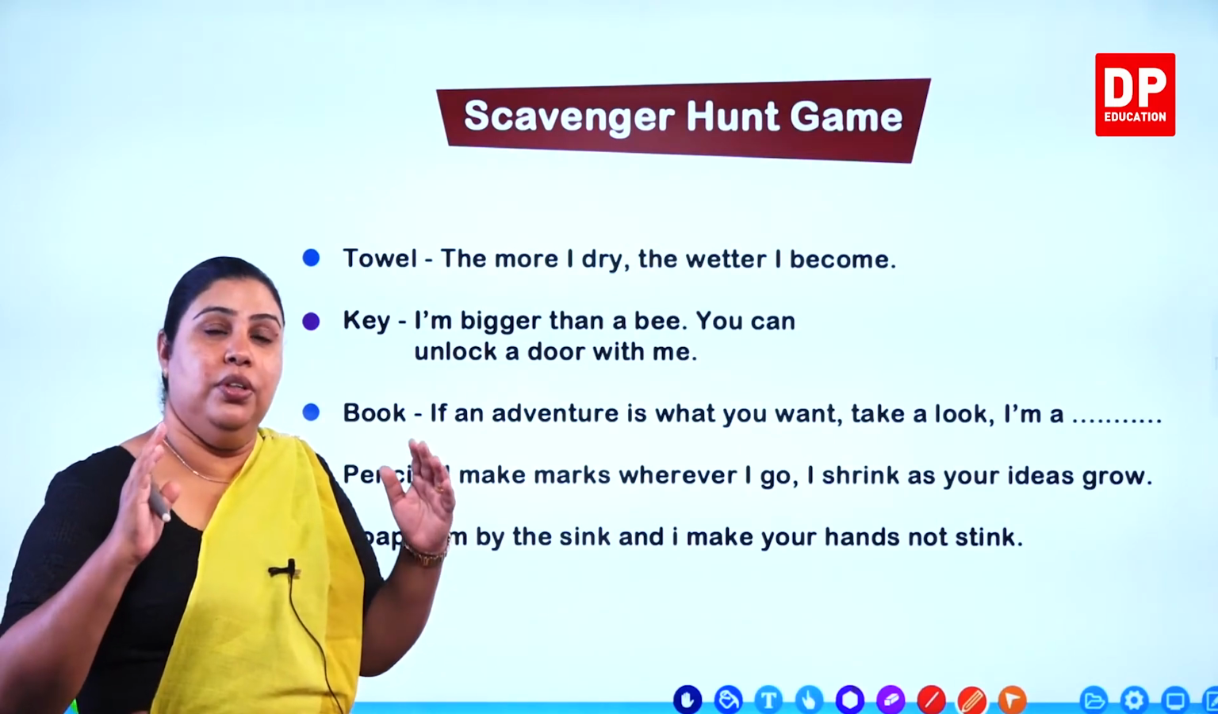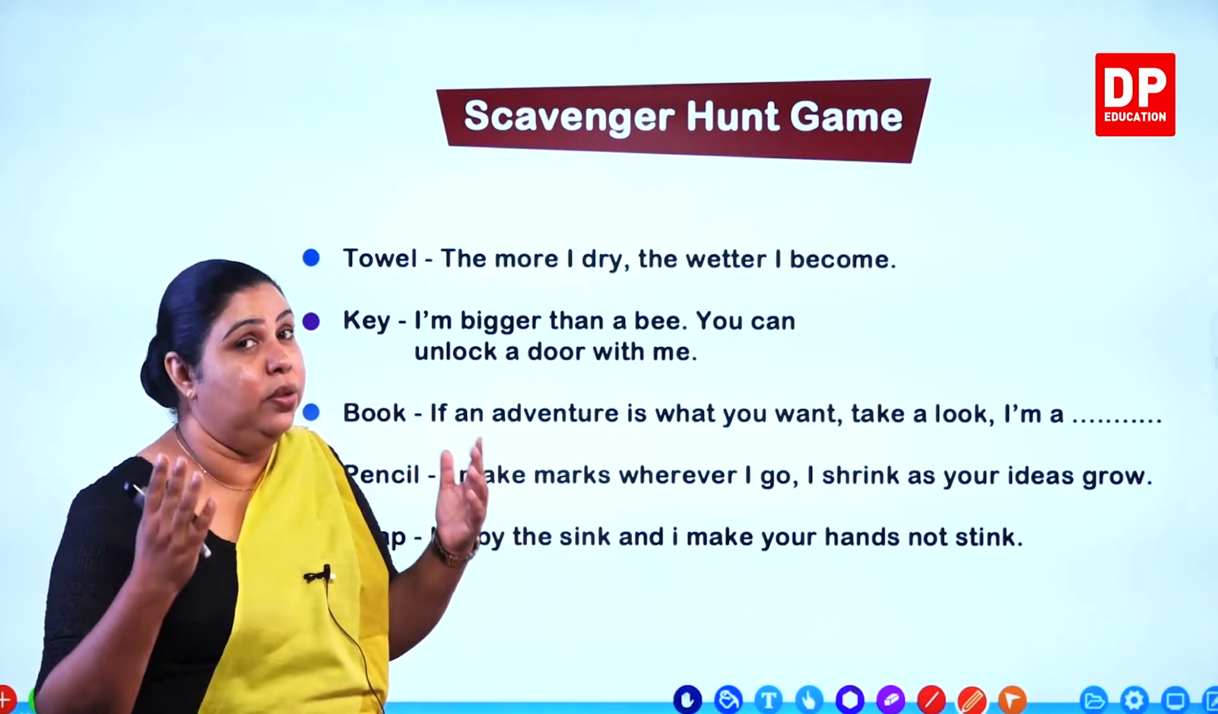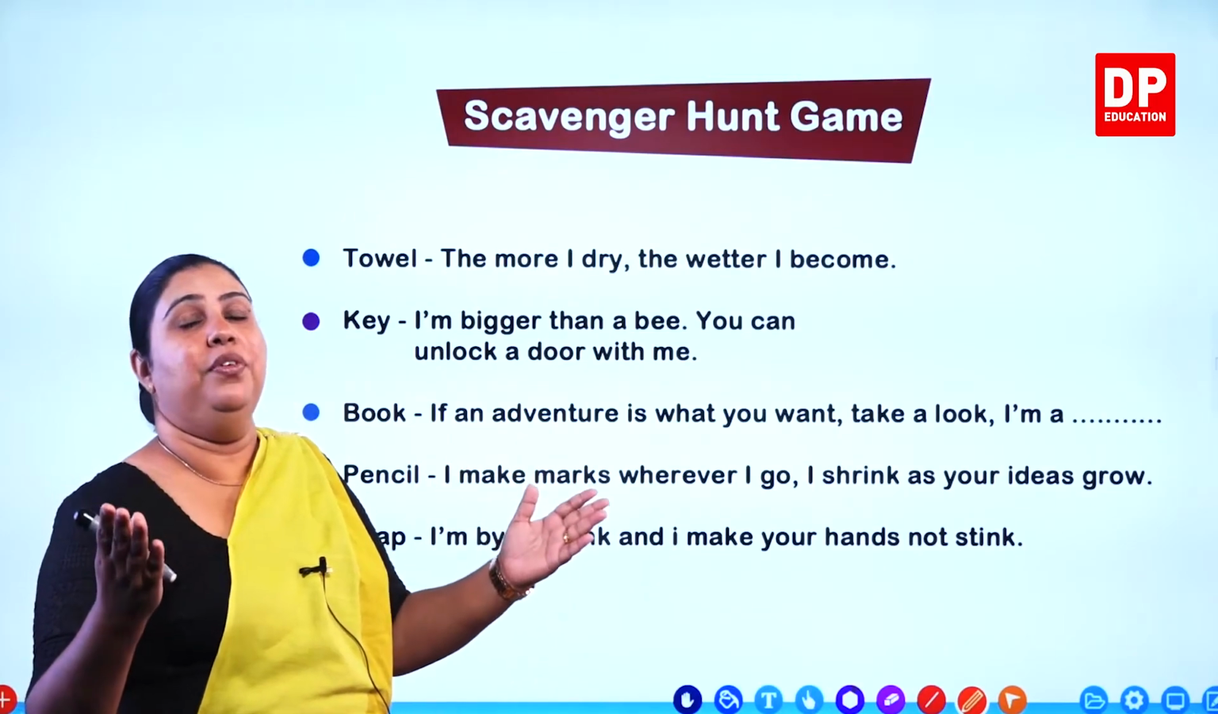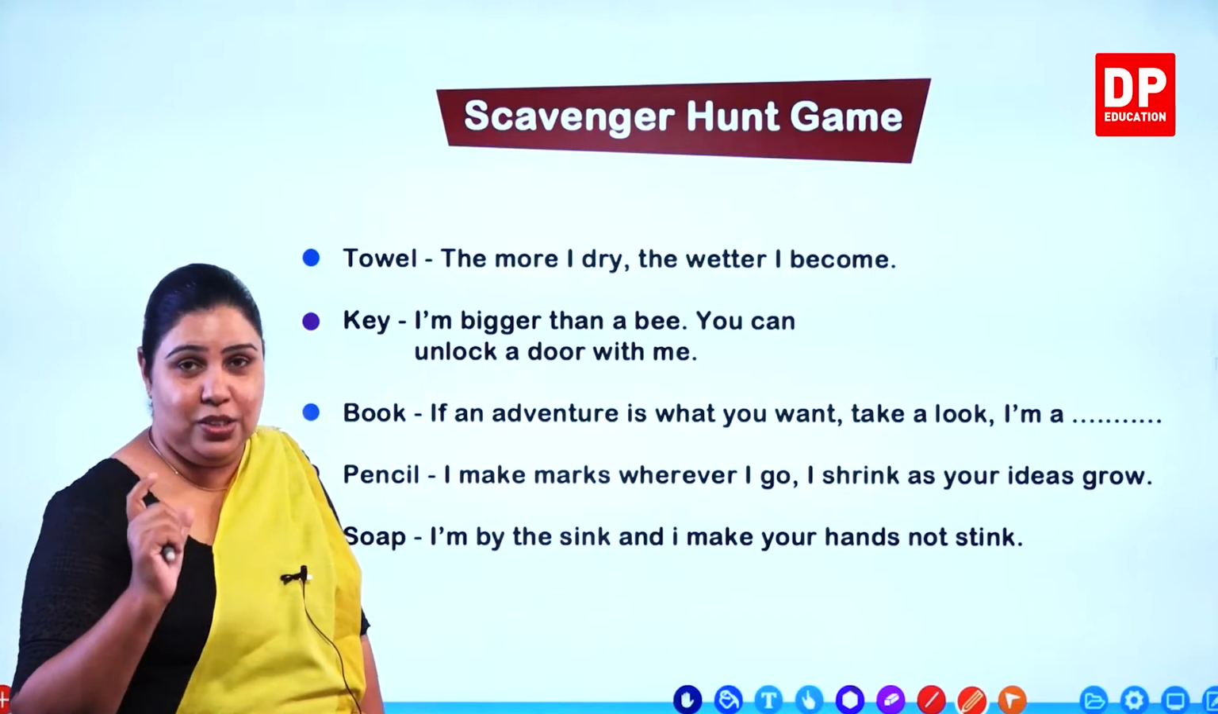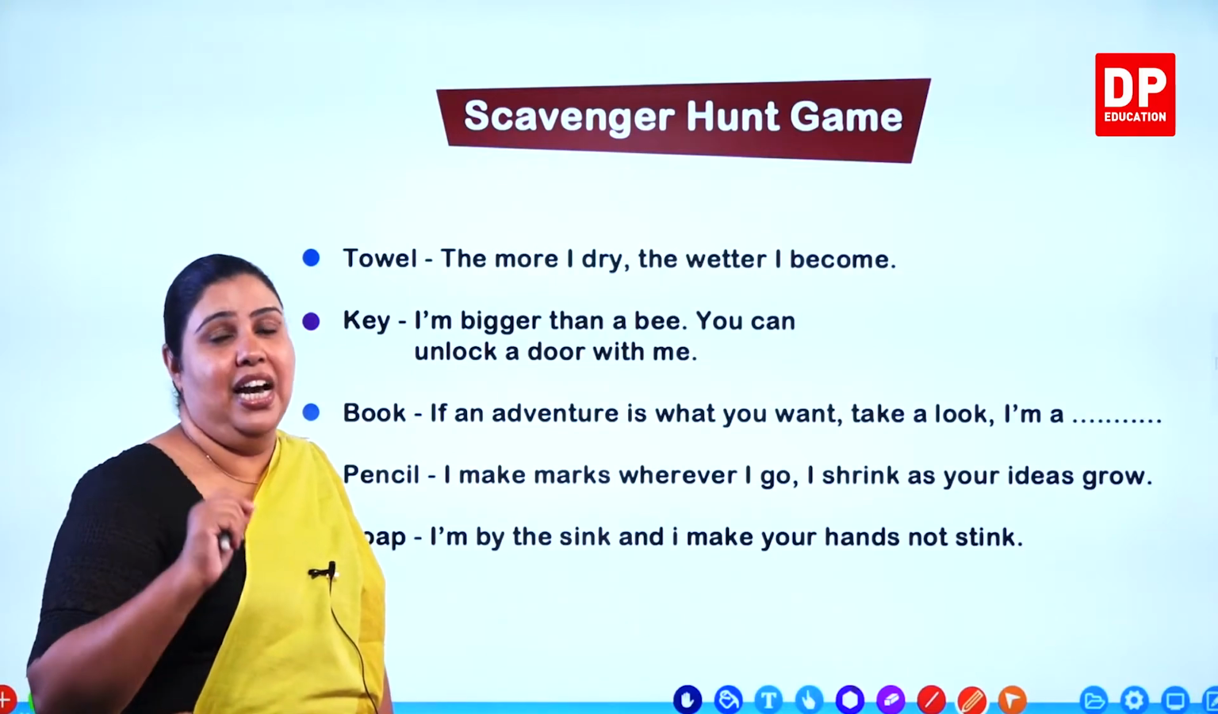You have to read the clue or go through the clue very carefully and you have to find the thing that is hidden inside the clue. That is also a type of scavenger hunt game.